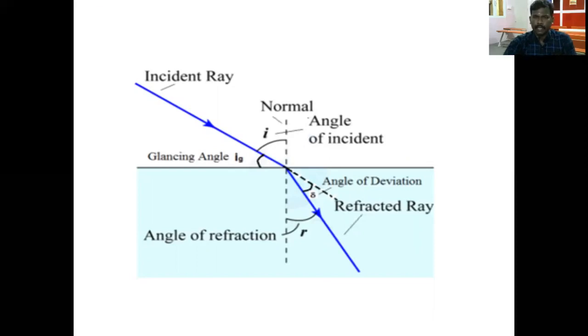The dotted line indicates the normal, and the horizontal line indicates the surface that separates the rarer and denser medium. Here we have mentioned three angles: the angle of incidence, the angle of refraction, and the angle of deviation. The angle of deviation in this diagram is nothing but the angle between the incident ray and the refracted ray.